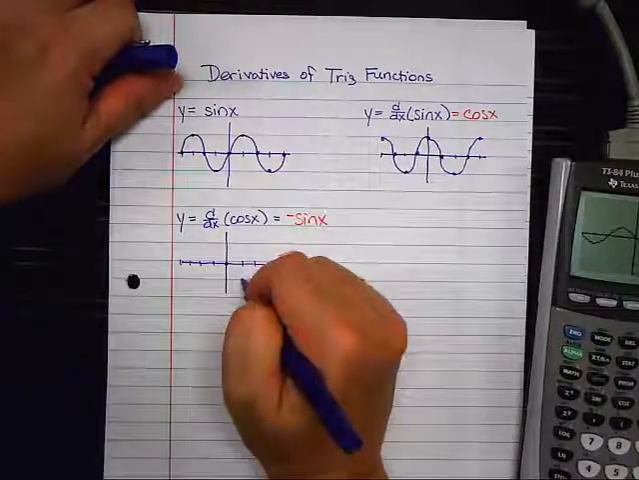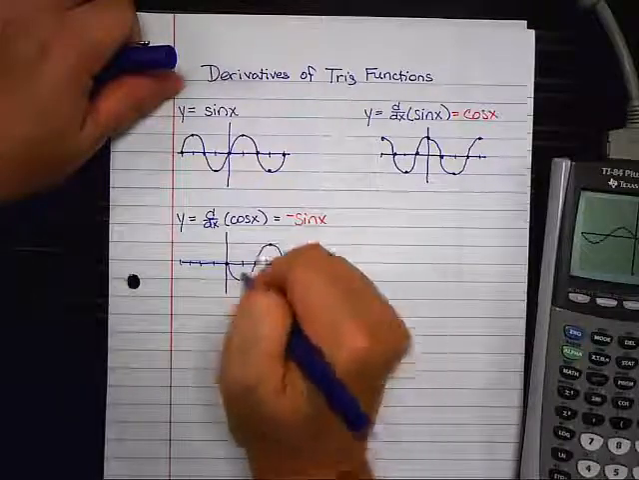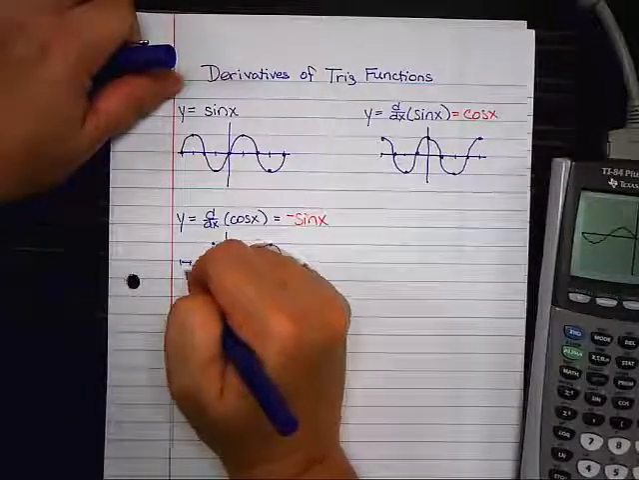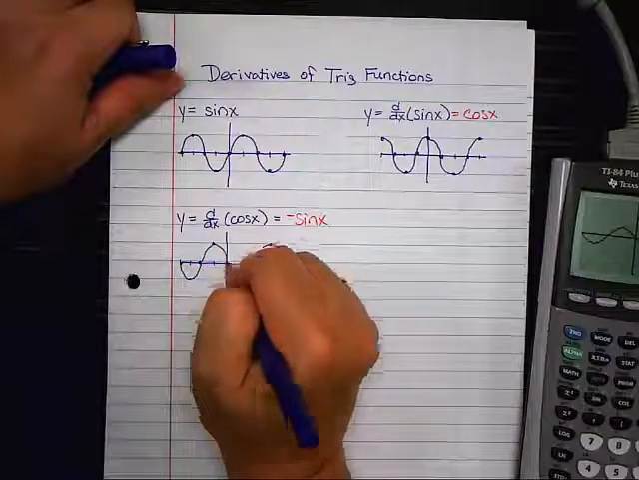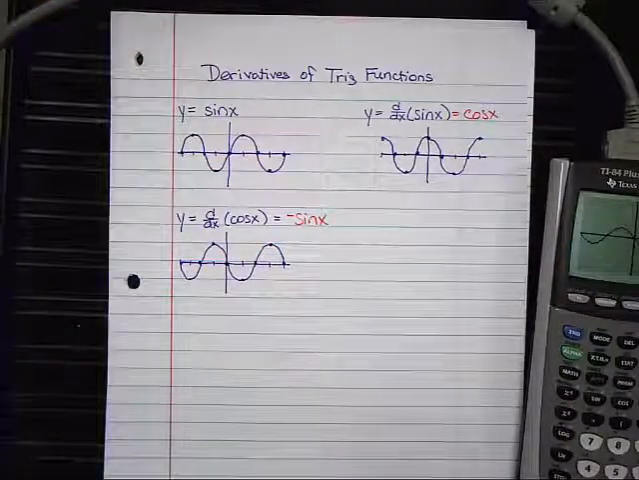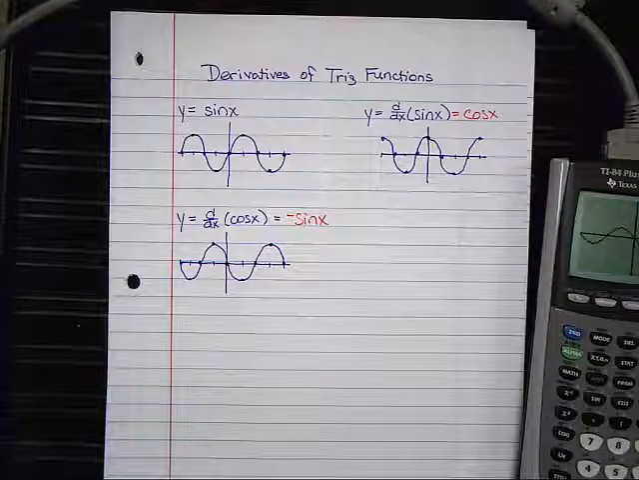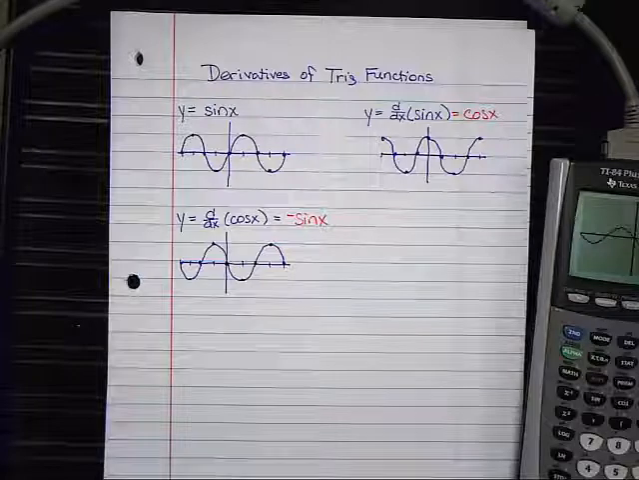It goes mid, low, mid, high, mid. What's the derivative of sine? Cosine. What's the derivative of cosine? Negative sine.